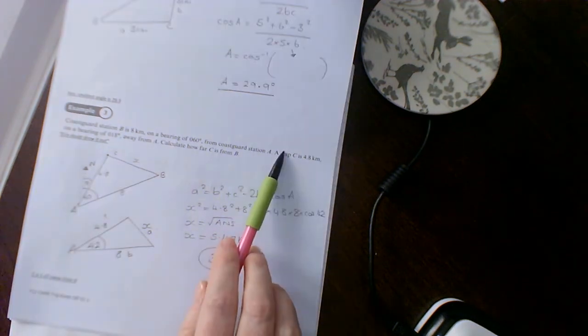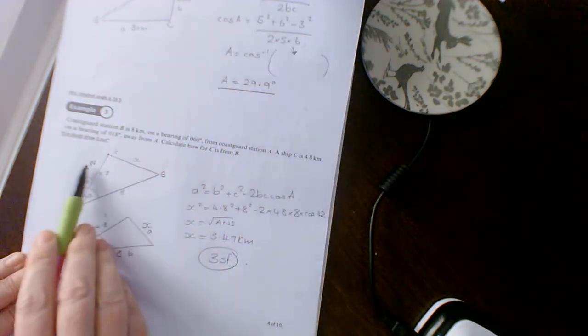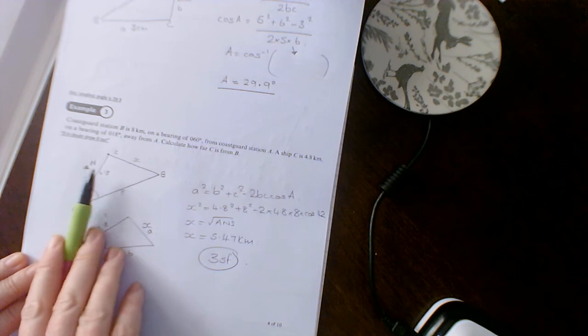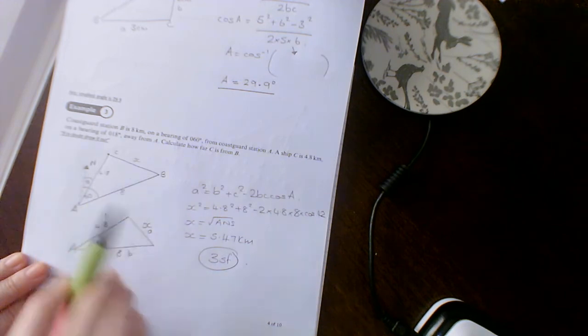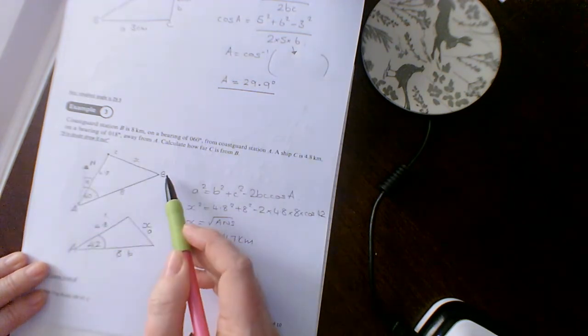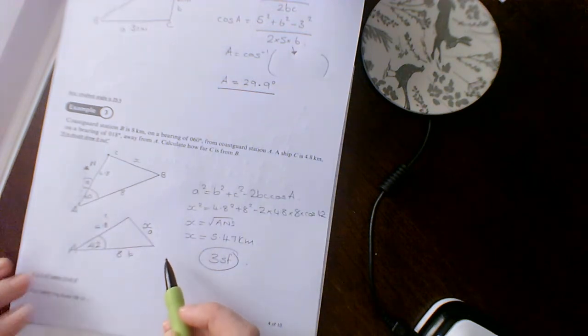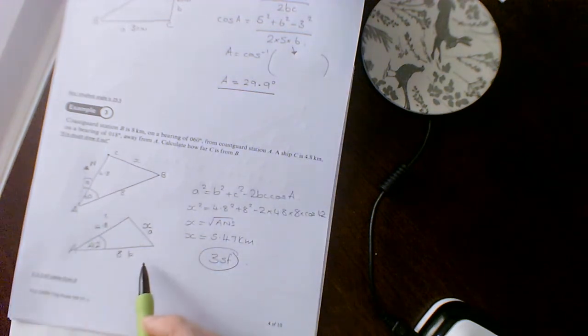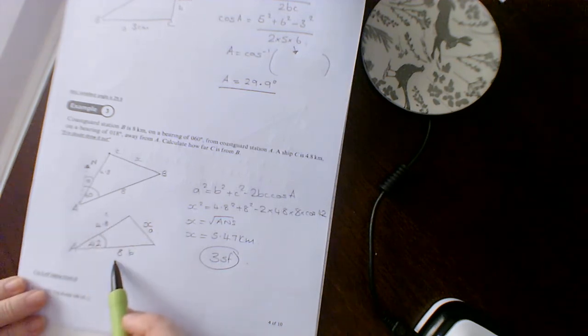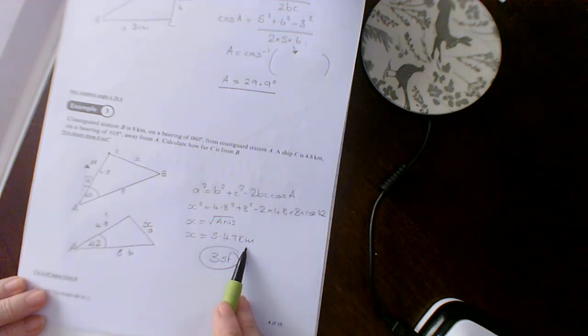Take the information from the question. Think about bearings. Bearings always go from north and they always go clockwise. When you've got that, if you want to then redraw it, it doesn't have to be redrawn if you can work out what you need to do from that. But just to make it a little bit easier, I drew it out again, and then that helped me find that x is 5.47.